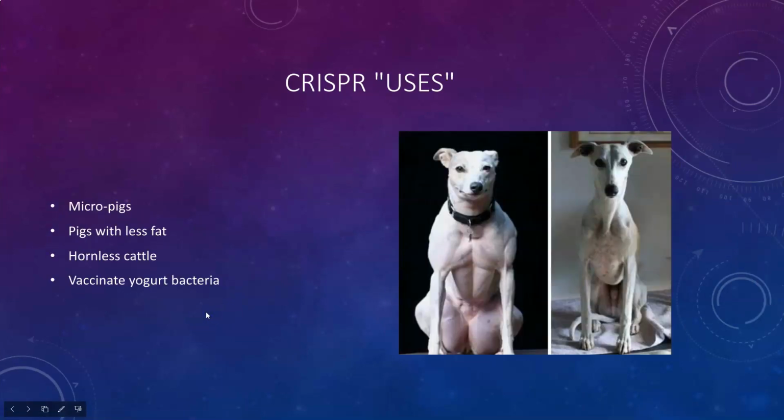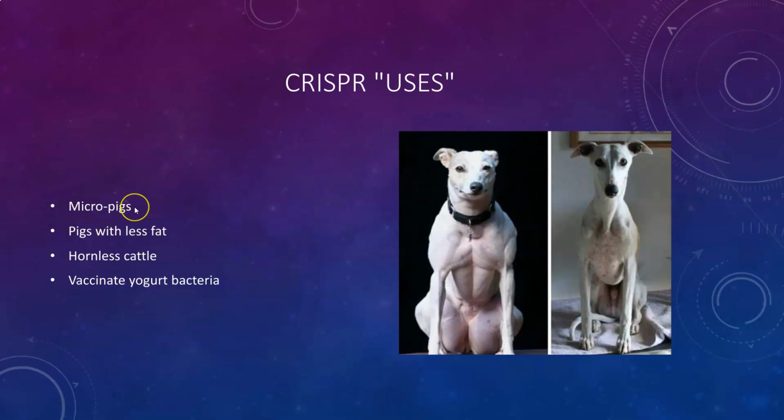And one of the uses here, you can see a dog. They took, I think these are beagles, and they inserted a gene that doubled or tripled the myosin gene, which is for muscle. And you have the poor old scrawny dog, and you got Mr. Muscles over here. So they did that.